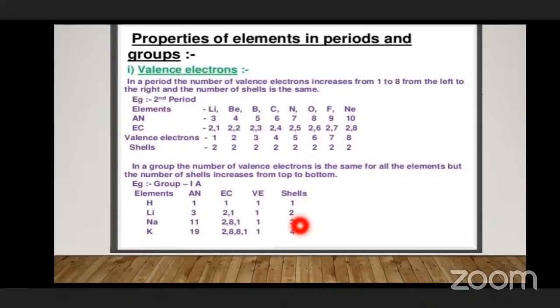Finally, the valence electrons in the groups are the same, whereas the valence electrons in the period increase from left to right, but the shell in the period is the same. In the group, the shells increase from element to element from top to bottom. So this is the major thing we have observed: how the valence electrons vary in groups and periods.